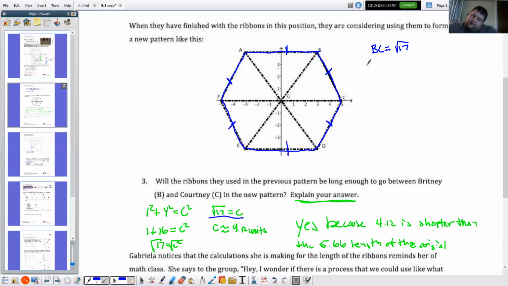Okay, we can take 4 times BC, which is going to equal all 4 of those sides, which is 4 times the square root of 17. Okay, and then I just need to find this distance right here. Well, lucky for me, I have a right triangle here. Or actually, sorry, we're supposed to do it this way.